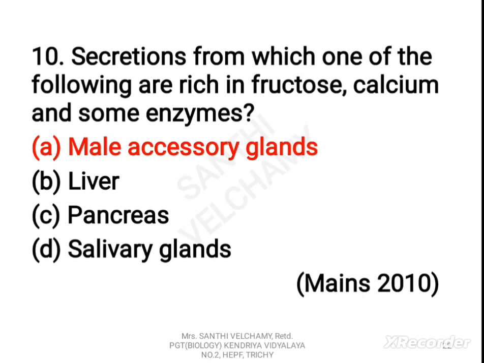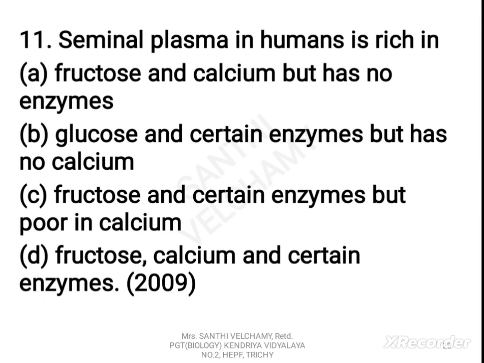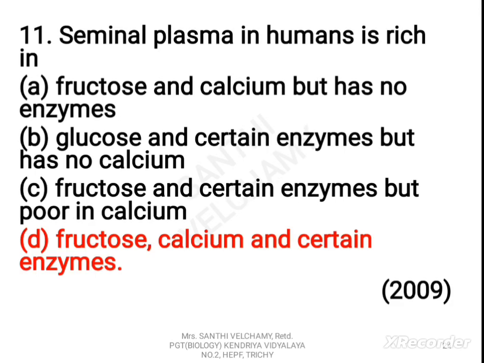Now the next question. Seminal plasma in humans is rich in A. Fructose and calcium but has no enzymes. B. Glucose and certain enzymes but has no calcium. C. Fructose and certain enzymes but poor in calcium. D. Fructose and calcium and certain enzymes. The correct answer is D.